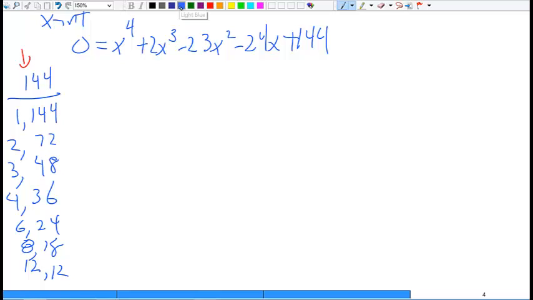Okay, so let me set up my synthetic here. x cubed, x squared, x, and constant. Okay, now for the horrifying realization of how many possible roots do I have to pick from here. I've got 1, 2, 3, 4, 5, 6, 7 times 14 of these things to get plus or minus 1, plus or minus 144. So I literally have tons to pick from.